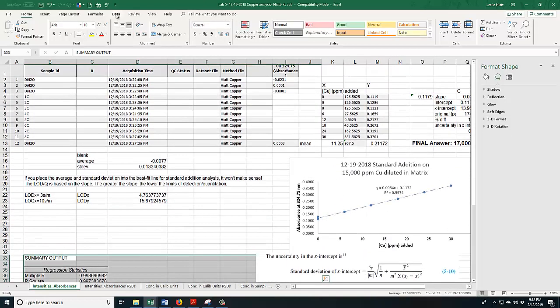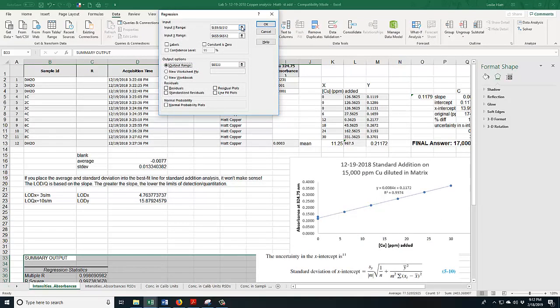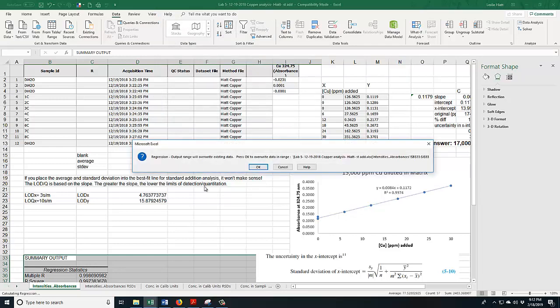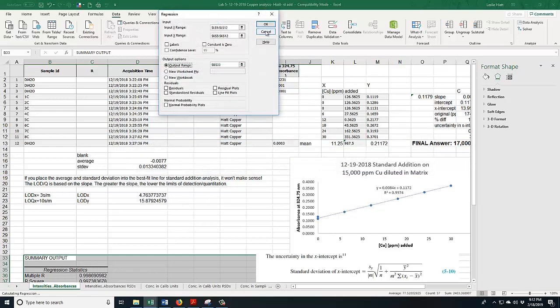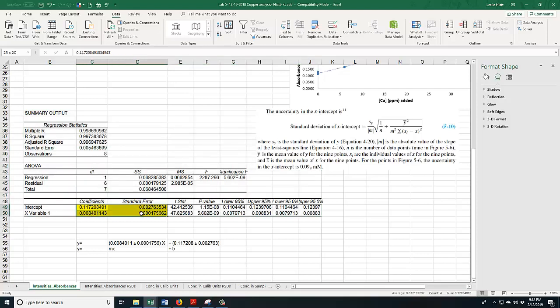How we got there was you go to Data, Data Analysis, Regression, add your Y range, your X range, tell it your output range, and then it'll calculate it for you. The only part of this that you actually need is this highlighted here in yellow.